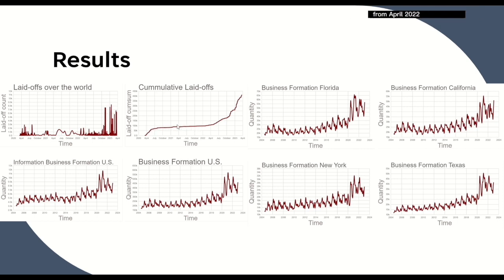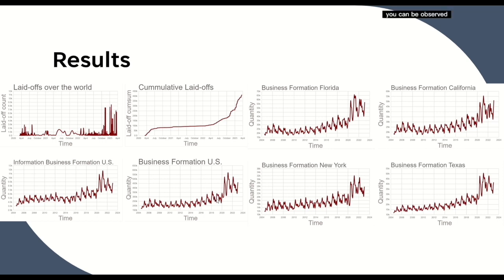From April 2022 to April 2023, the number of layoffs in technology increased by 300%. The graphs corresponding to business applications follow the same pattern, showing that applications are always higher in the first month of each month and then decrease as they approach the end of the year.